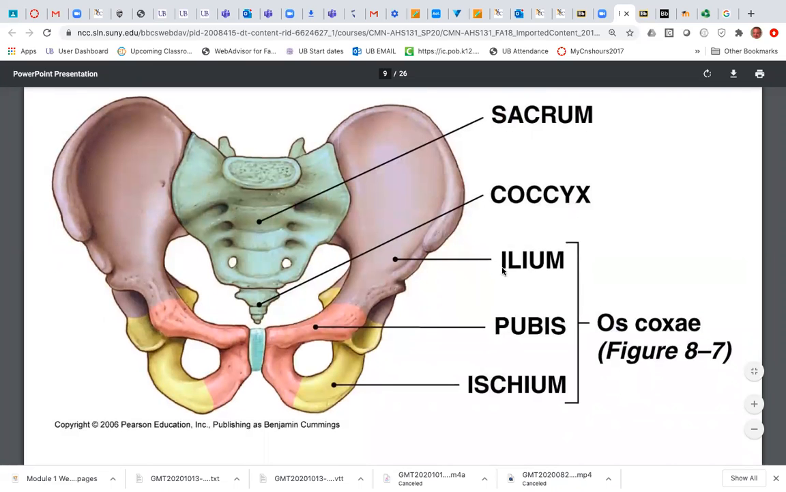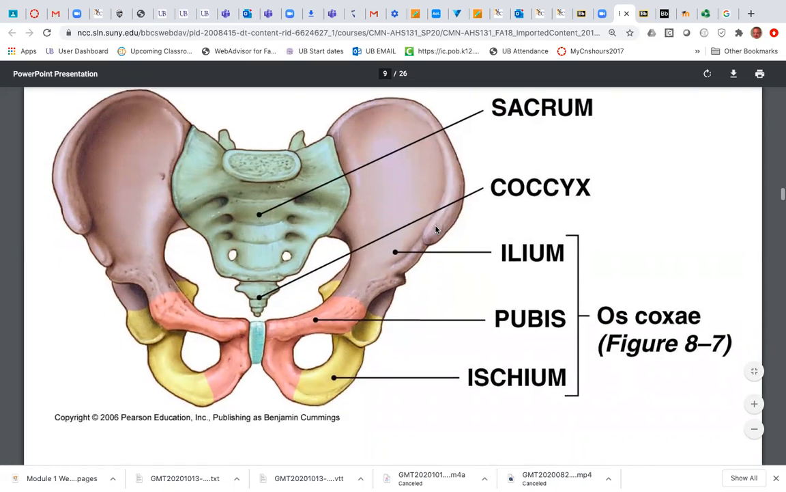Okay, here's a nice colored picture of the sacrum, ilium, pubic bone is everything here in pink, and then the yellow would be the ischium. Here's the coccyx and the pubic symphysis. Anterior superior iliac spine, anterior inferior iliac spine. Iliac crest on top.